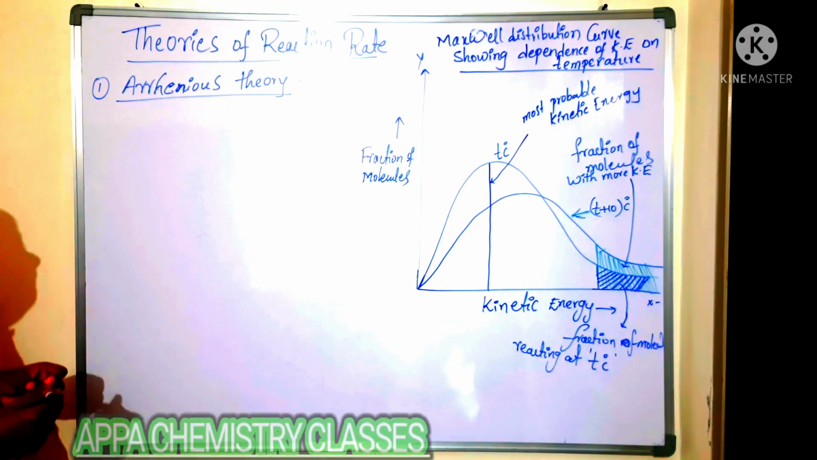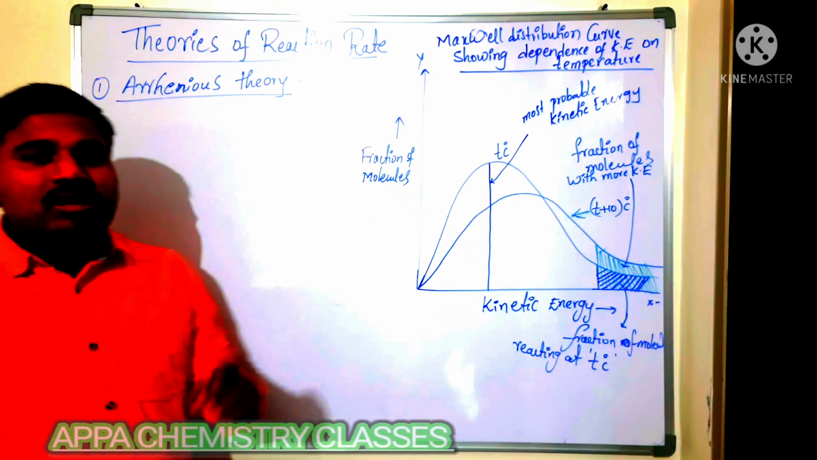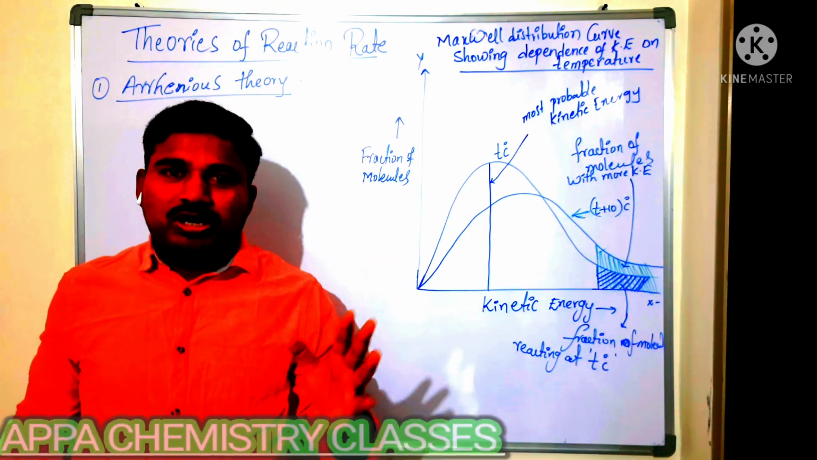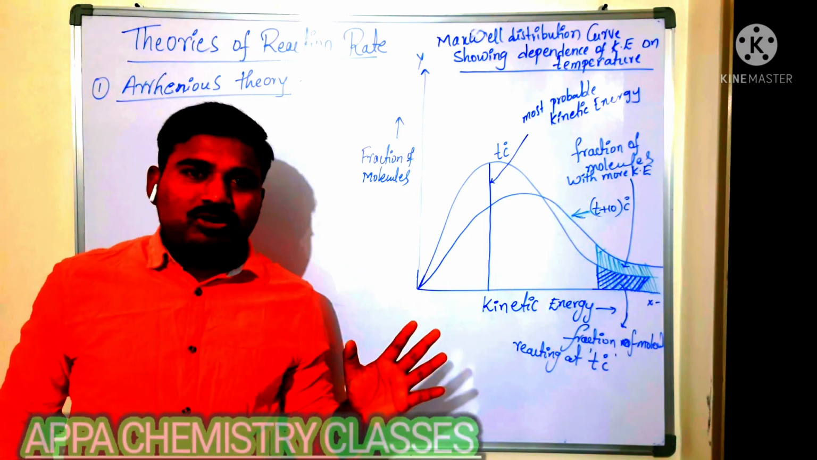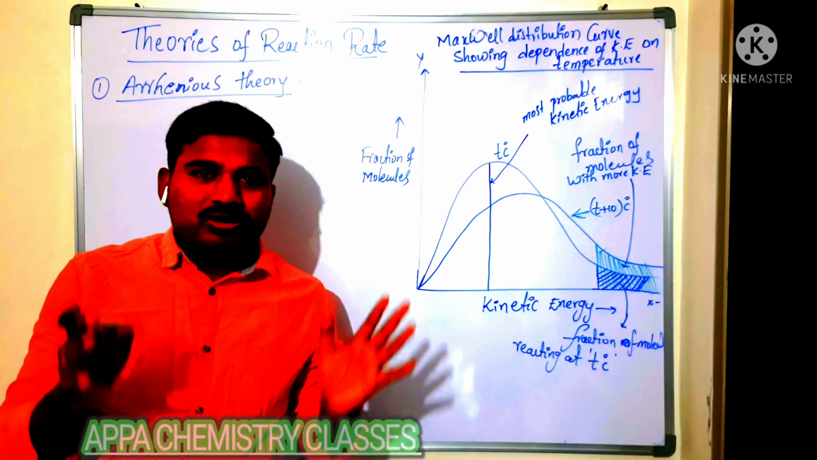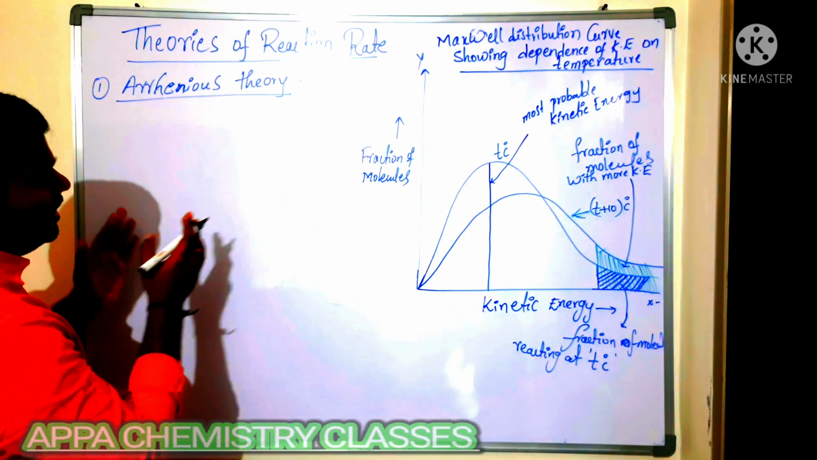In that, the first theory is the Arrhenius theory. Mainly we have two types of theories: the Arrhenius theory and the collision theory. Both are important, and for both we have some problems. Those problems we are going to see. Now first we will see the Arrhenius theory of reaction rate.